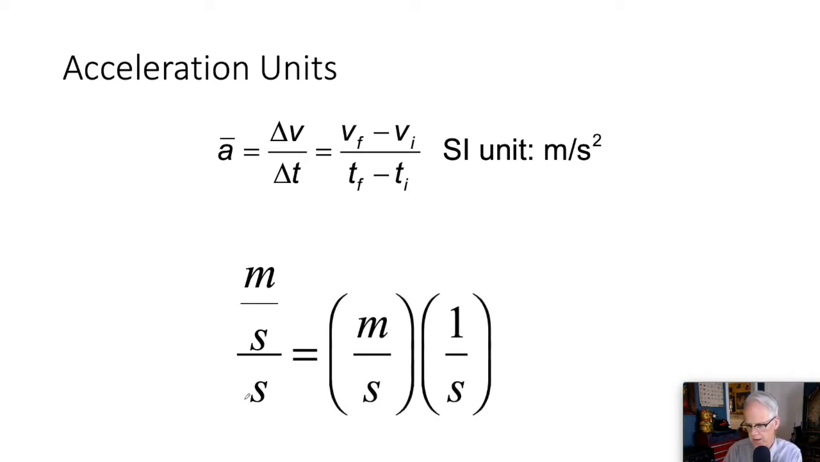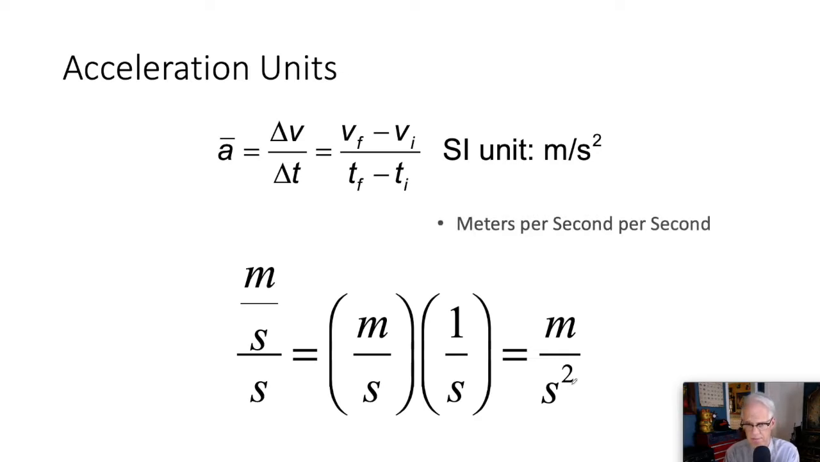If you divide by s, it is the same as multiplying by 1 over s. Now we have two fractions that we're going to multiply together. All we have to do is multiply through the top and multiply through the bottom, and we get our answer of meters over second squared. So there's a couple ways we can say this, and here's what it means. Meters per second per second.